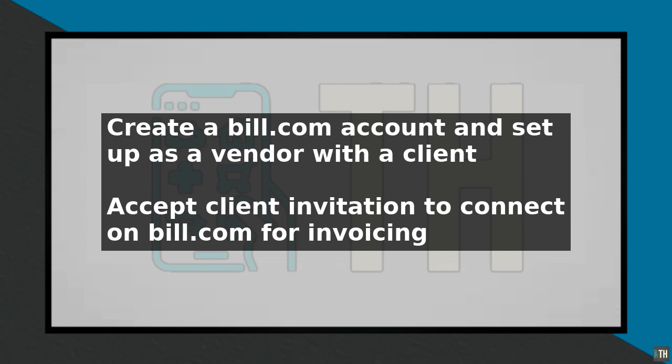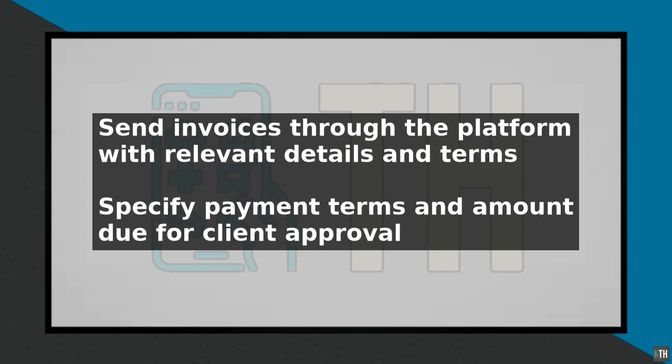Once connected, you can begin sending invoices to your client through the platform. To send an invoice, log into your Bill.com account and navigate to the Invoices tab. Click on the New Invoice button and enter the relevant details, including the invoice date, invoice number, and a description of the services provided. You will also need to specify the payment terms and the amount due. After saving the invoice, it will be sent to your client for approval.